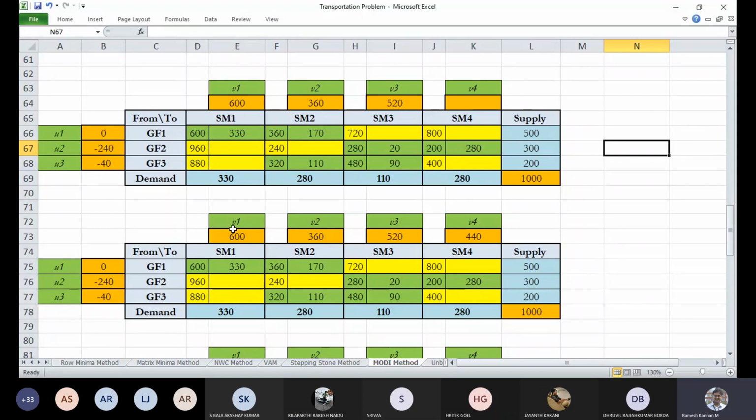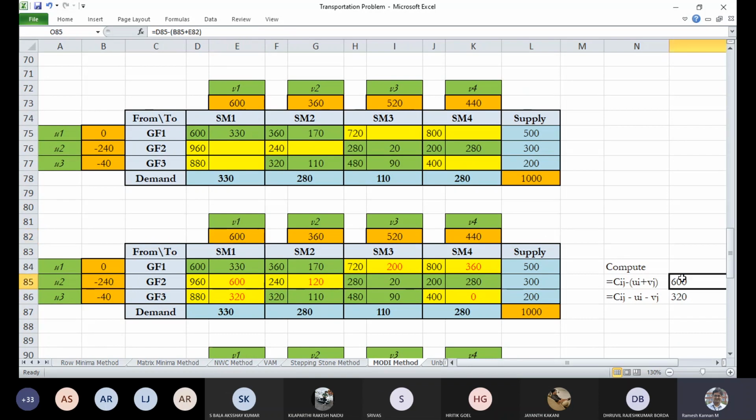So what we have basically done is almost 50% of all our loops, like we had made imaginary loops using this concept. And finally we will compute this. How do we compute this? It is Cij minus the sum of Ui plus Vj. Say Cij minus Ui plus Vj. In this case, this is 960 minus 600 and minus 240.